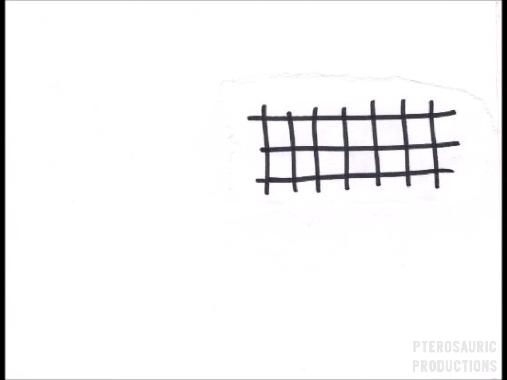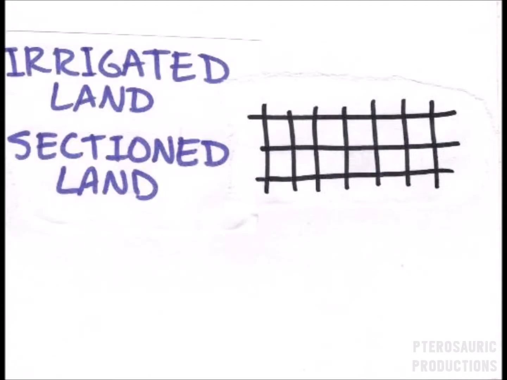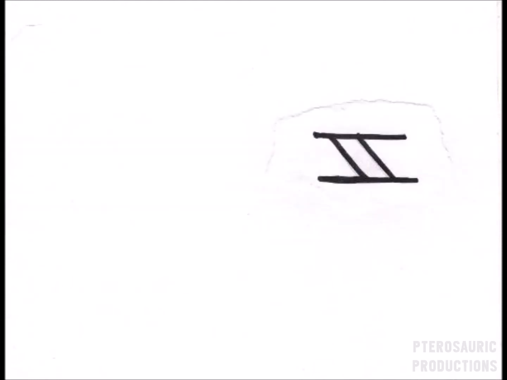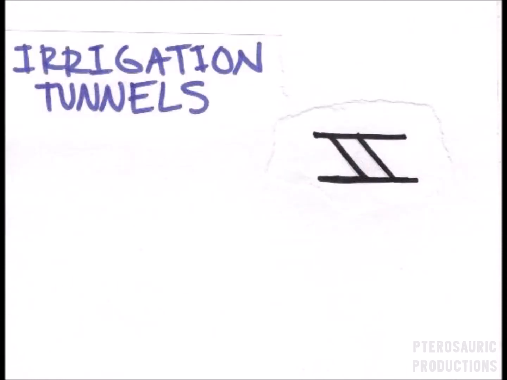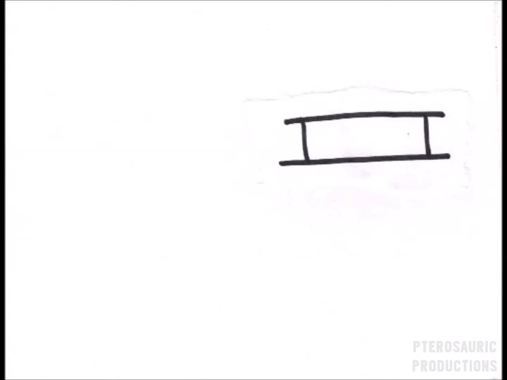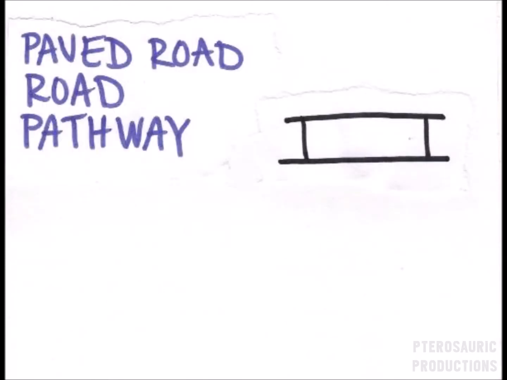I learned it, so I'm sharing it, you know? This means irrigated land or sectioned land. This symbol would mean irrigated tunnels. Here we have paved road, or pathway.